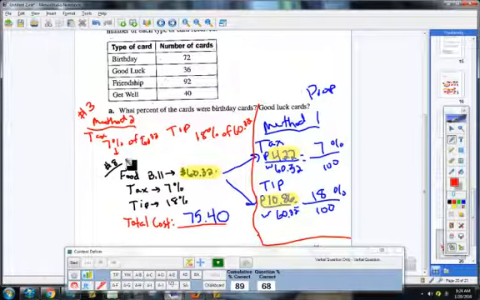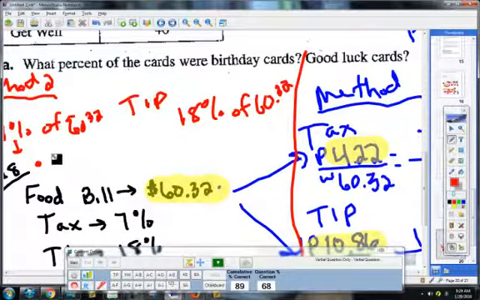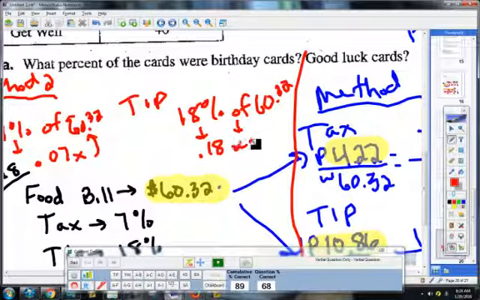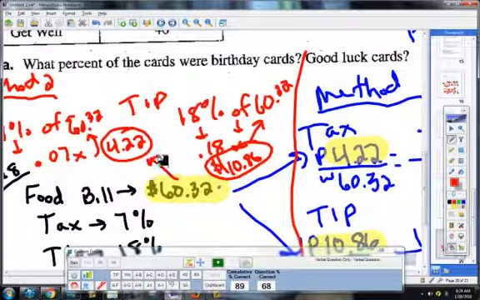Okay, we have to convert that to a regular number. That's going to become 0.07 times $60.32. 18 divided by 100 would give me 0.18, and you multiply by that. Either way, you're still going to get $4.22 for tax. You're going to get $10.86 for tip. You're going to get your food bill. You just need to add tax, tip, and food.